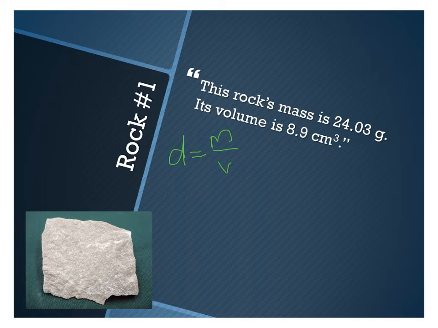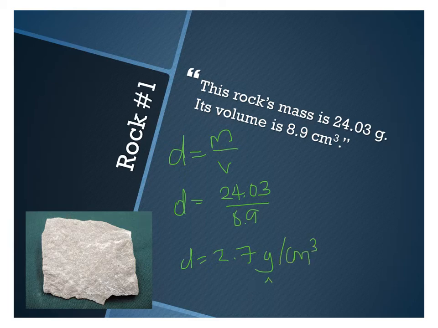So the mass we have to plug in is 24.03, and we'll divide it by 8.9 centimeters cubed. You plug in those numbers and do the math, you'll find that the density is 2.7 grams per centimeters cubed. The grams part goes with the mass, and then the centimeters cubed part goes with the volume.